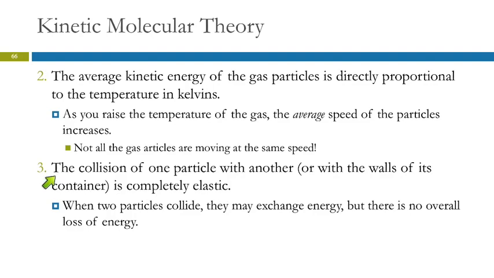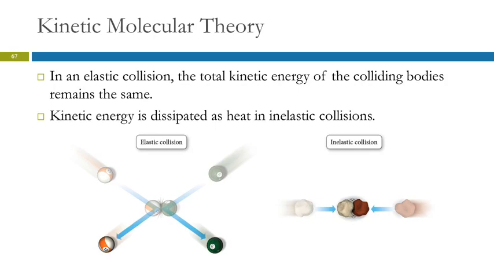Collisions occur. Collision of one particle with another or with the walls is completely elastic, meaning you don't lose energy. There's no loss of energy as heat or anything. They just bounce off. And so that's why they don't slow down over time. So this is more about the elastic collisions.